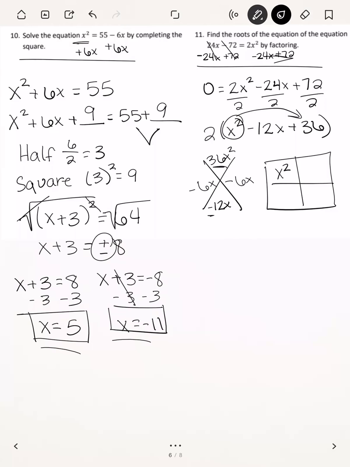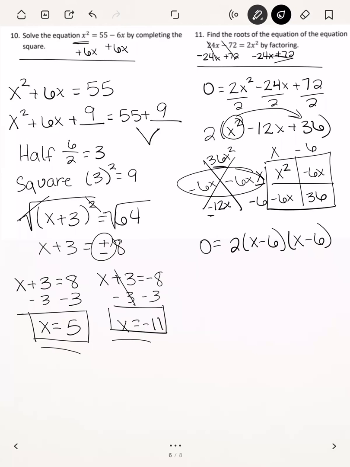So I get x squared, my first term, my last term, and the two terms that I just found on the sides of the x. So x squared and negative 6x, they have an x in common. x times x gives me x squared. x times a negative 6 gives me a negative 6x. And then x times negative 6 again gives me a negative 6x. So when I write this down, I have 0 equals my GCF, 2, times x minus 6 times x minus 6.